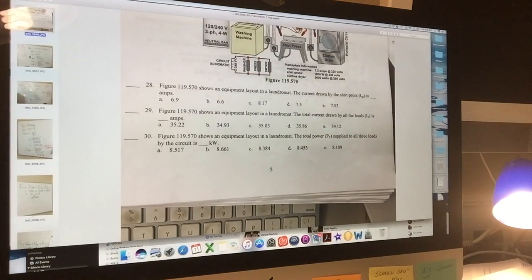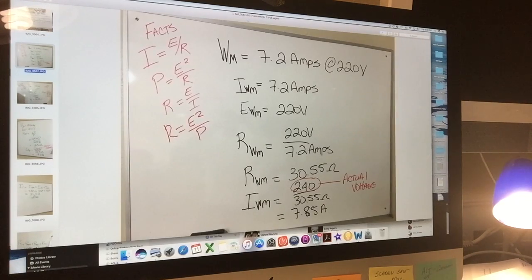So let's go to the wash machine. I've already shown you the shirt press. This is the wash machine circuit. It gave me 7.2 amps at 220 volts. So I can take those amps and the nameplate rating of the device to find the resistance. Once I find the resistance, in order to find the amperage of that piece of equipment, I must use the actual voltage. The actual voltage divided by the resistance of the equipment gives me 7.85 amps. That is the wash machine.